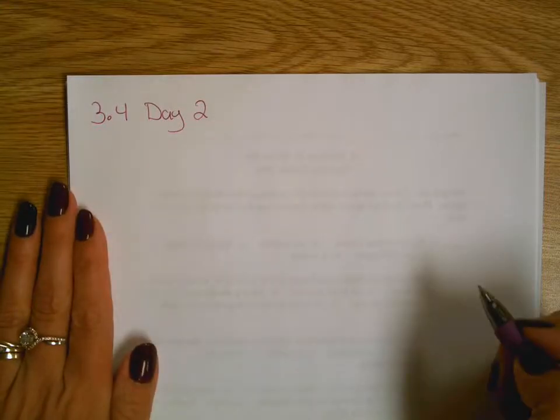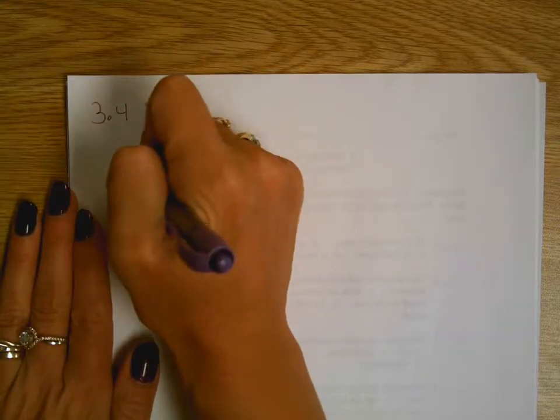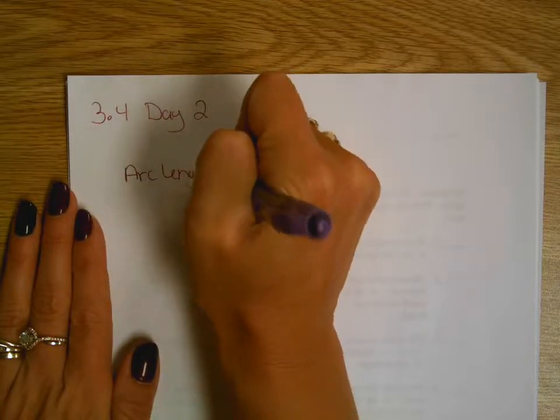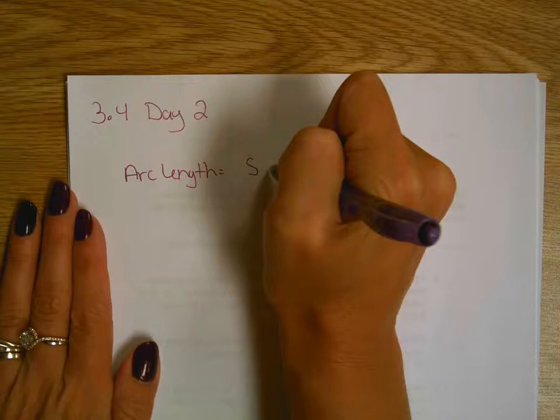Okay, let's write down all our formulas so you've got them in one spot. And when you make your note card for the test, I would come right to this section and make sure you've got all these formulas down. So we started with arc length. And our letter was S.